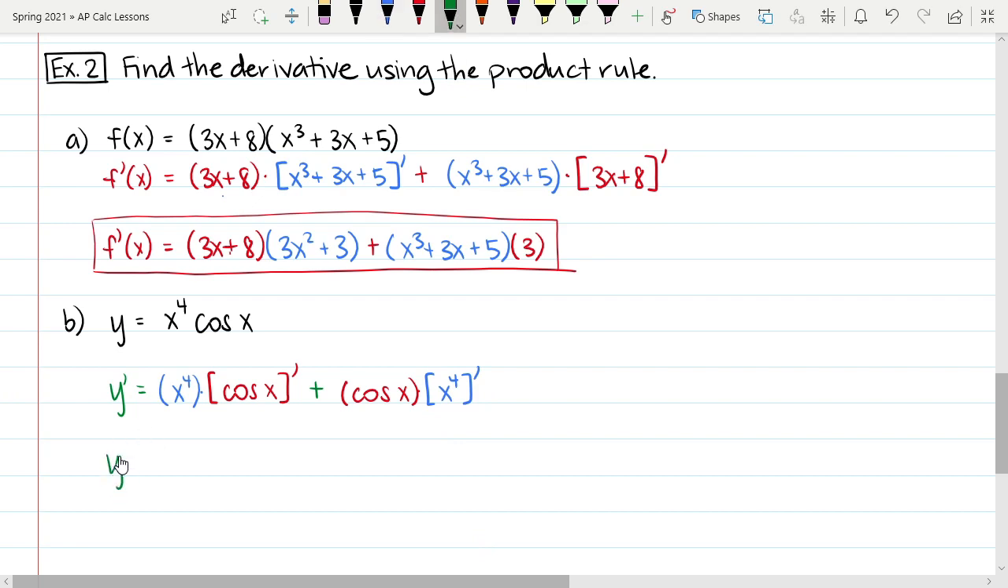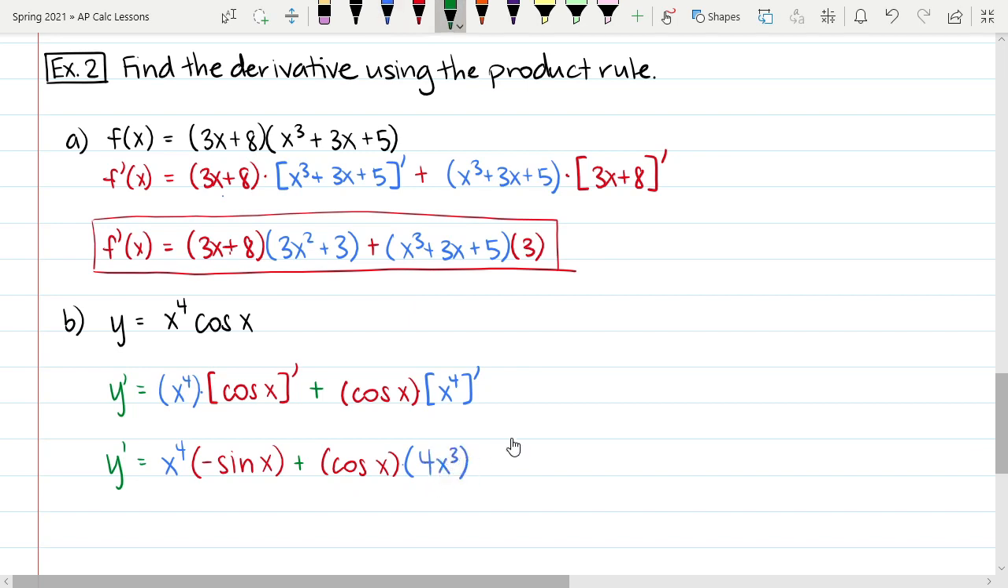All right, so now y prime equals the first, x to the fourth, times the derivative of cosine of x, which, remember, is negative sine of x, plus now the cosine of x times the derivative of x to the fourth, which is going to be 4x to the third.